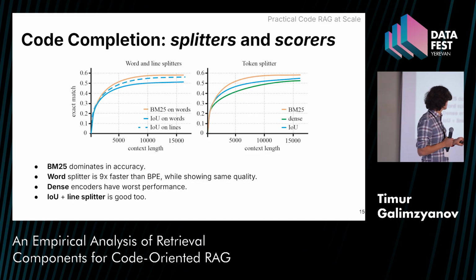Another surprising thing was that intersection over union with the line splitter, so intersection between the lines existing in the model, was pretty good too. You can see it works almost on par with BM25. And another important thing is the latency. We found that there is no need to split your chunks or files into BPE tokens. If you're using BM25 or intersection over union, you can just do word splitting. By word, I mean just splitting on spaces.